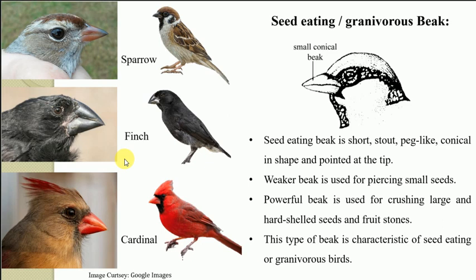Now this type of beak is a characteristic of the seed eating or granivorous birds such as the sparrow, the finch and the cardinal. So all these are birds which feed on seeds, and they are provided with a stout conical beak which is known as a seed eating beak.